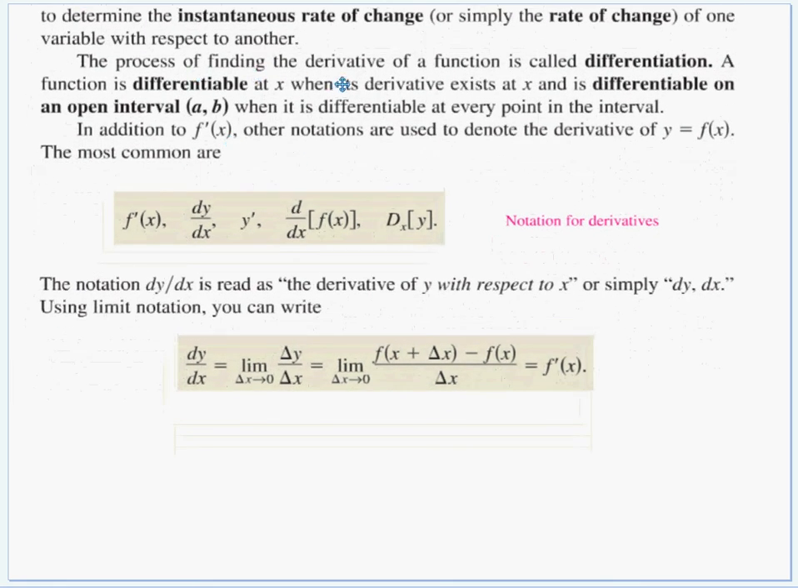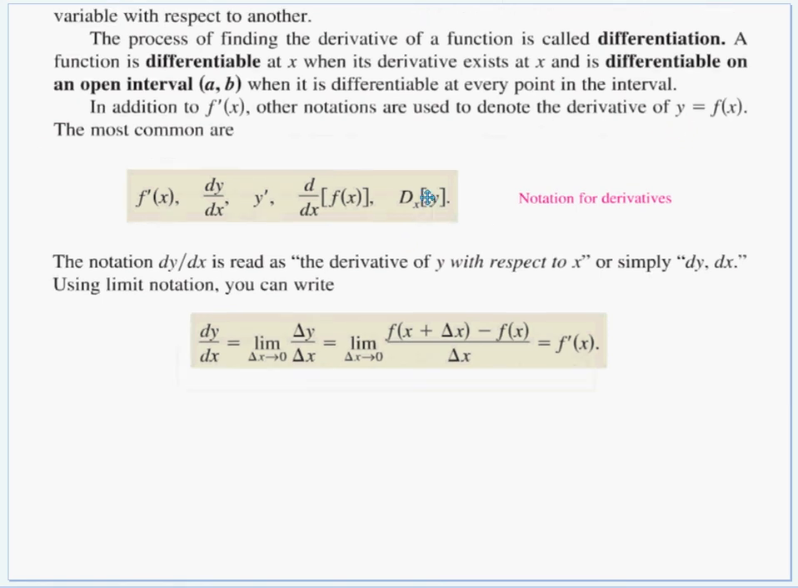The process of finding the derivative of a function is called differentiation. A function is differentiable at x when its derivative exists at x, and is differentiable on an open interval from a to b when it's differentiable at every point in that interval. In addition to f prime of x, other notations are used to denote a derivative. So here are the most common.